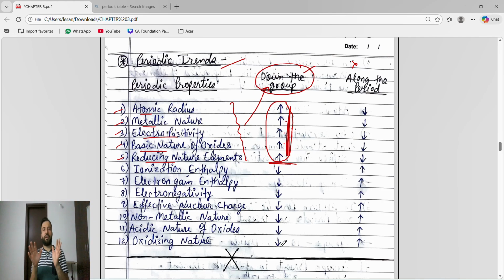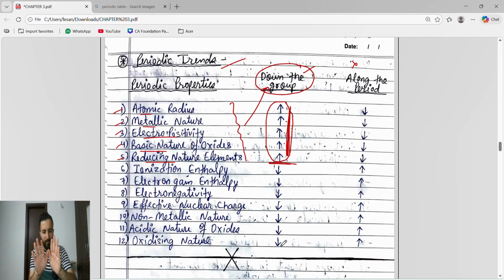So just check it out. You have to remember for down the group, because whatever happens down the group, along the period it will be opposite. Second thing is, just remember the 5 names that always increase down the group: atomic radius, metallic nature, electropositivity, basic nature, and reducing nature all increase down the group.